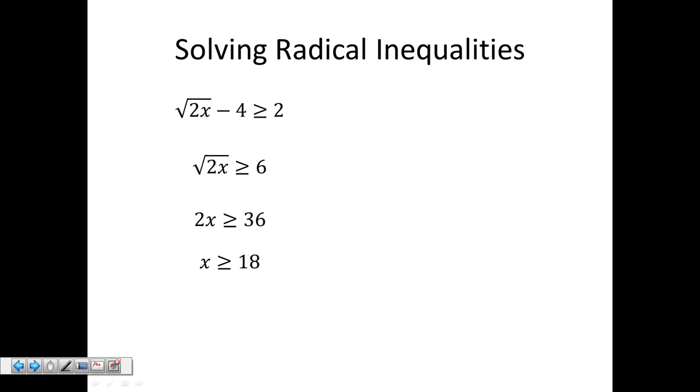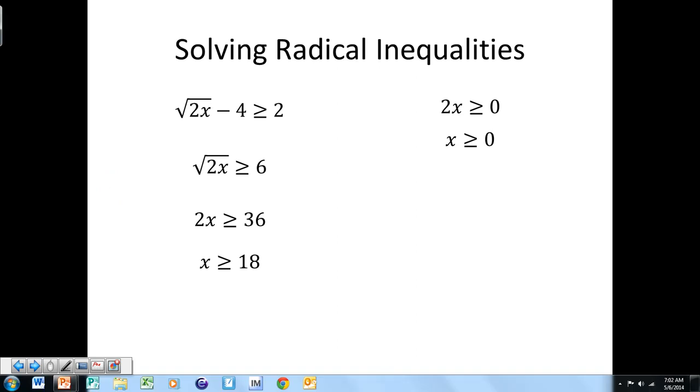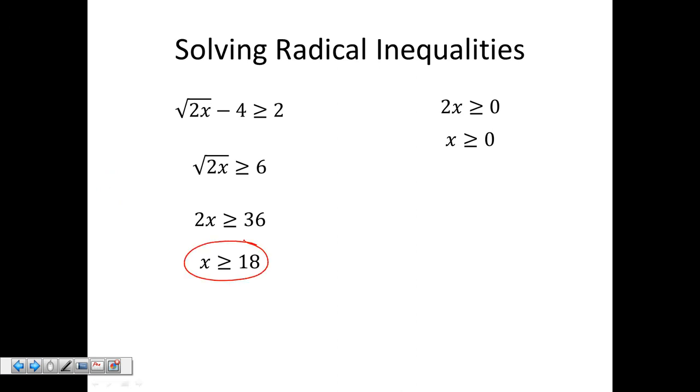Let's check out what's going on under that square root though. 2x has to be greater than or equal to 0, which means that x has to be greater than or equal to 0. Do these two solutions get along? Is it possible for a number to be greater than or equal to 18 and greater than or equal to 0? Well, it turns out all I need is that x is greater than or equal to 18, and it will by default be greater than or equal to 0. So all I need is this portion for my answer.